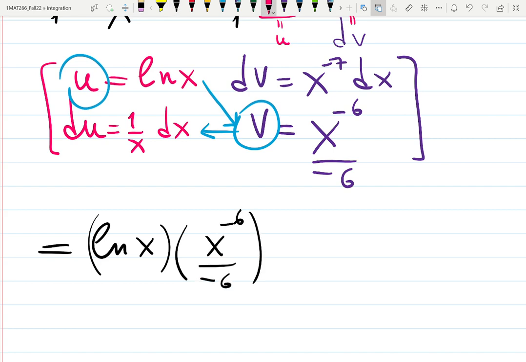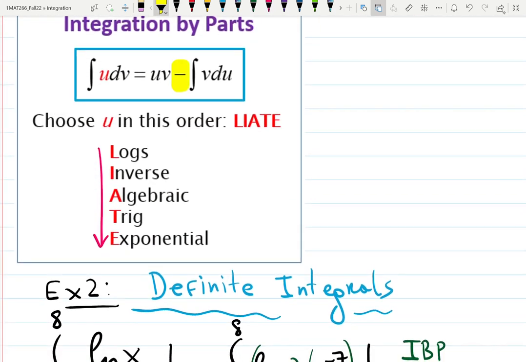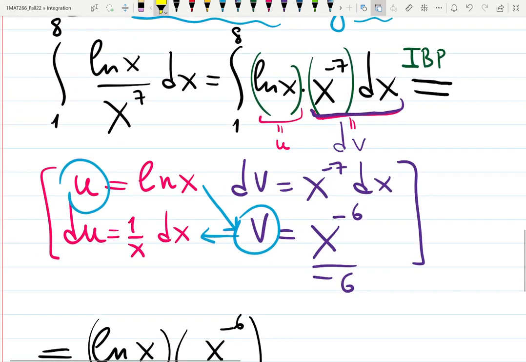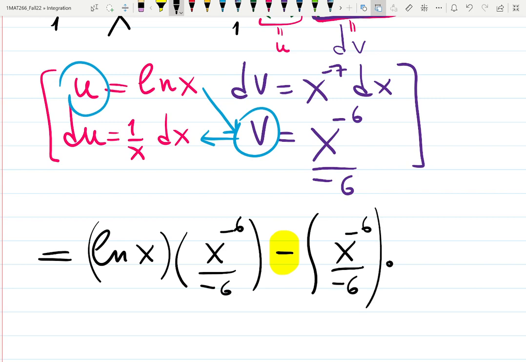Next is the negative sign. It's part of the formula. Here it is, negative sign. So it's always minus after this. Minus, and then integral. Multiply the bottom, which is x to the minus 6 over minus 6, times du, which is 1 over x dx. So one thing I just mentioned, why we don't need plus c.